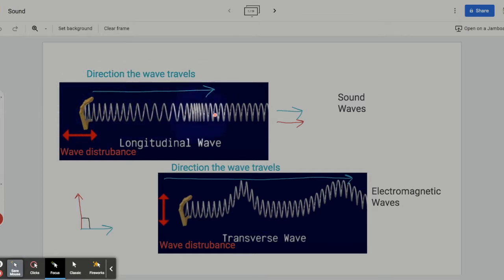So it just clumps up as you push it. So that is a longitudinal wave. A compression wave, that's also a sound wave.